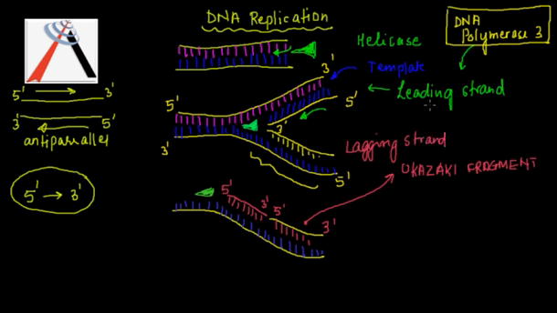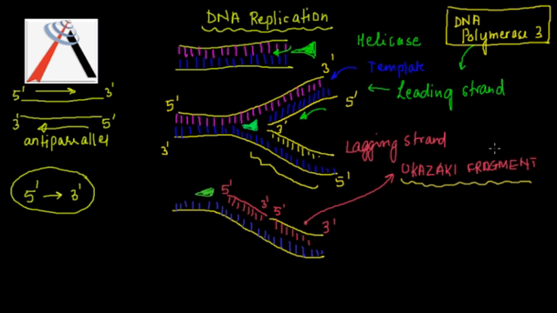Now let me talk about a few more details about the lagging strand. The lagging strand is supposedly built in the opposite direction, but we cannot build it in the opposite direction. So what we do is we build it in the leading direction but in fragments, which are called Okazaki fragments.